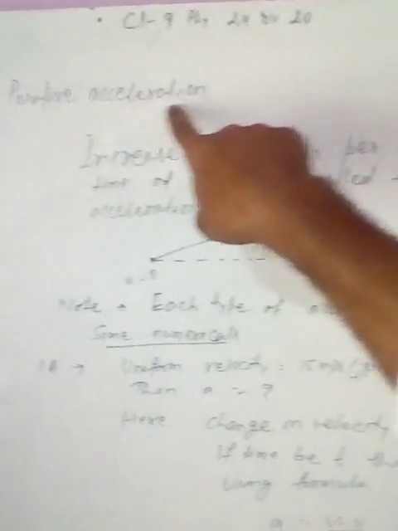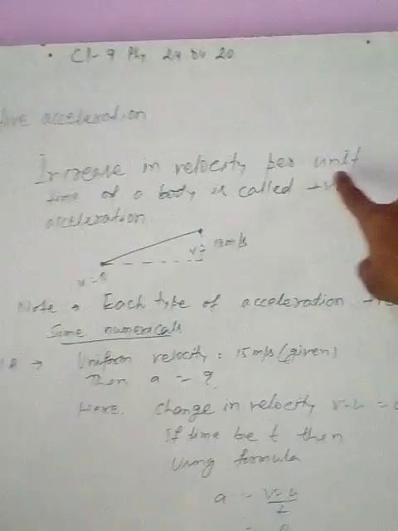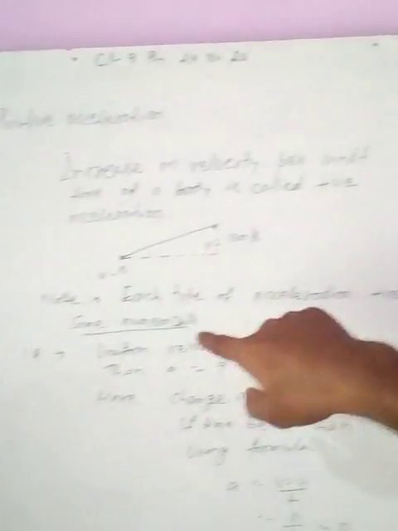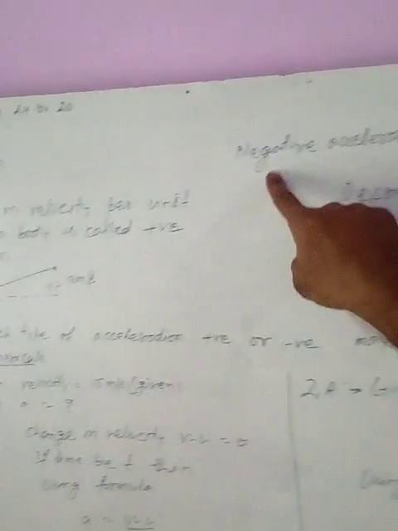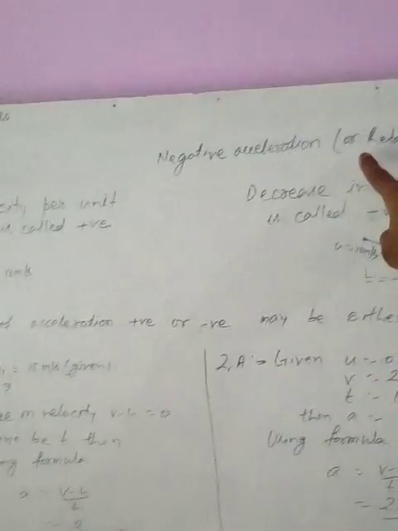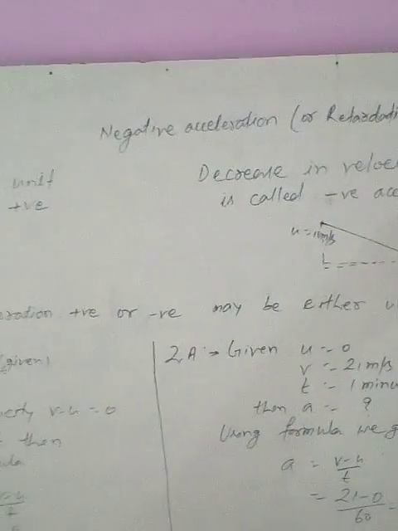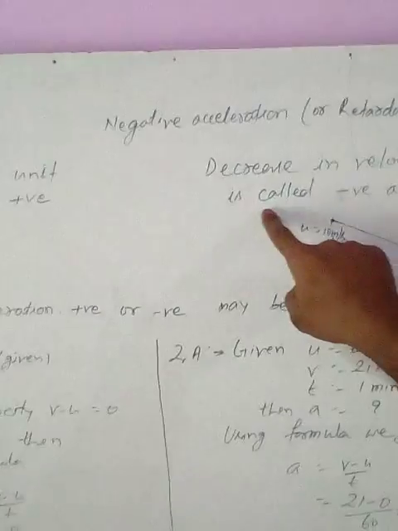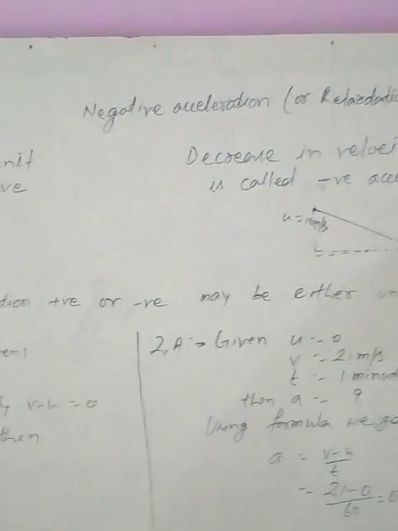How will you write it? So look on the board. Positive acceleration: increase in velocity per unit time of a body is called positive acceleration. Negative acceleration, or retardation, or deceleration. Negative acceleration is also called retardation or deceleration. Decrease in velocity of a body per unit time is called negative acceleration.